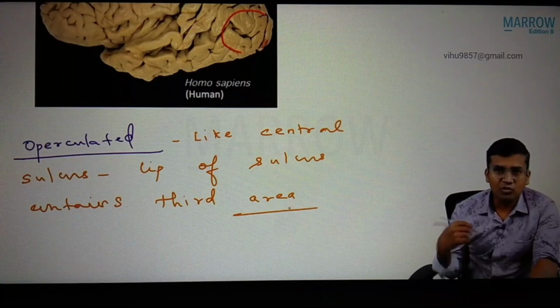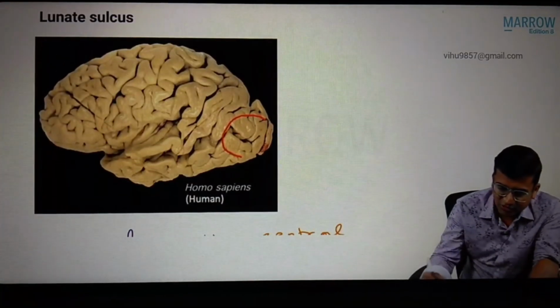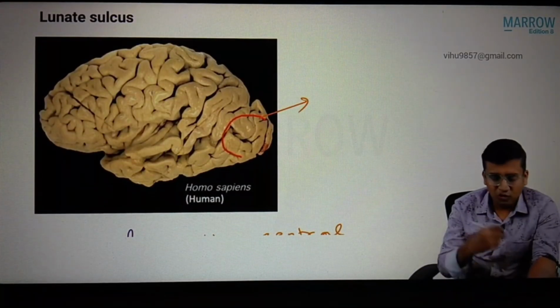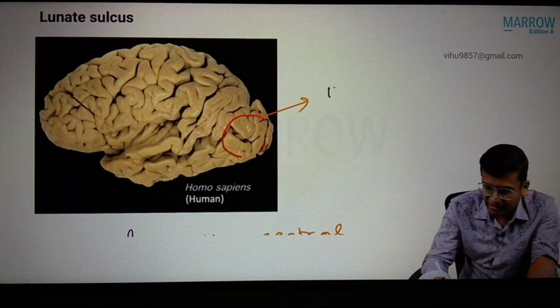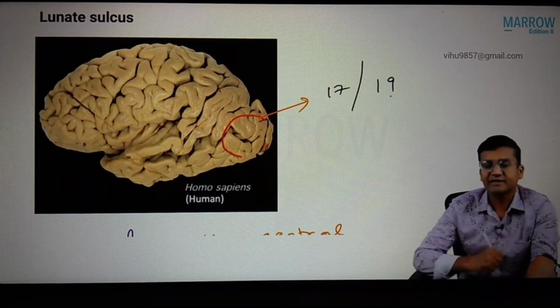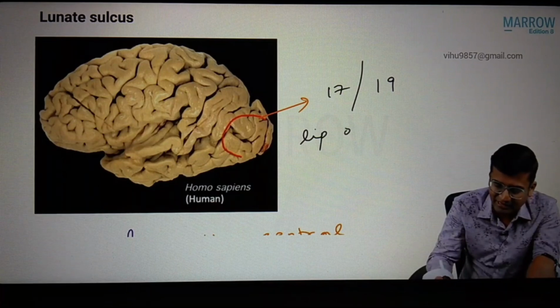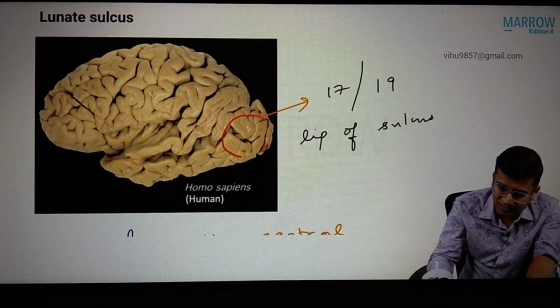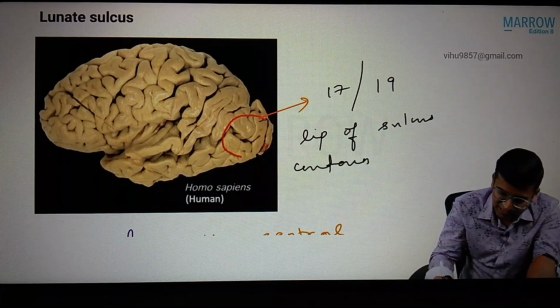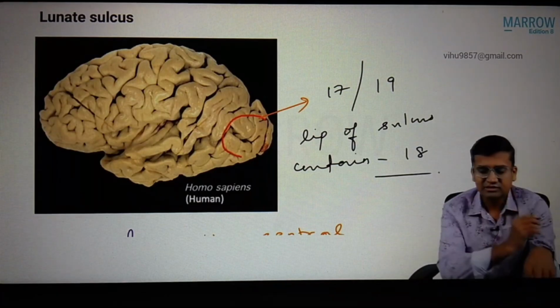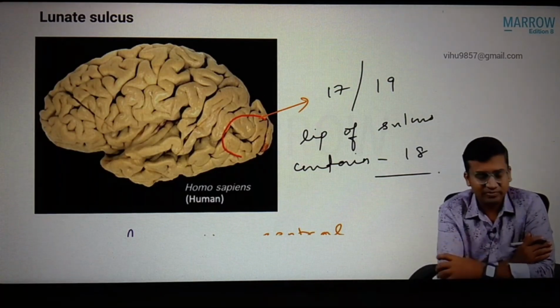The example for operculated sulcus is the lunate sulcus. The lunate sulcus divides area number 17 and 19, and the lip of the lunate sulcus contains area number 18. Okay, that is a lunate sulcus.